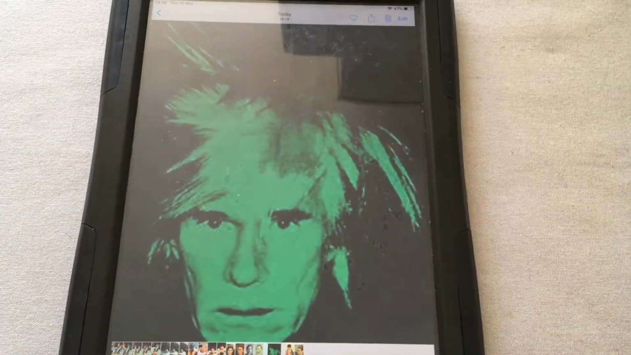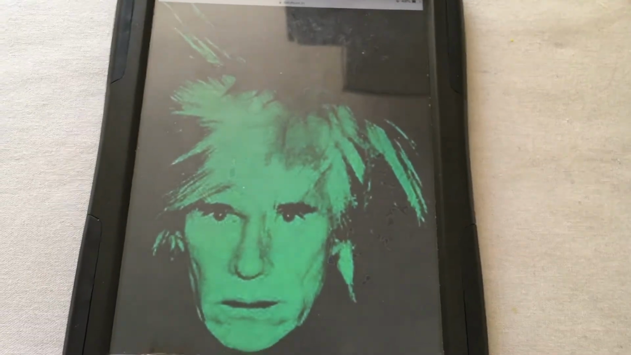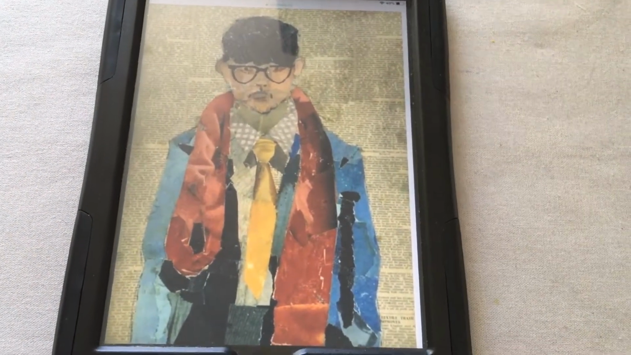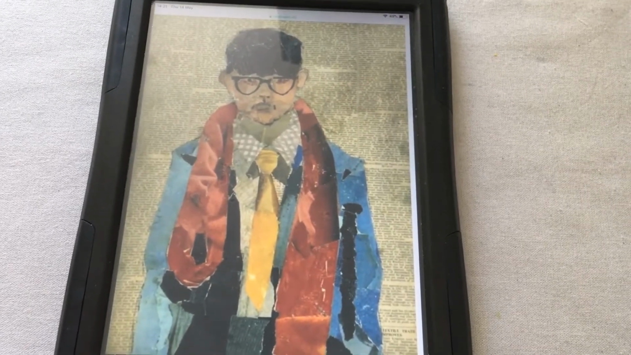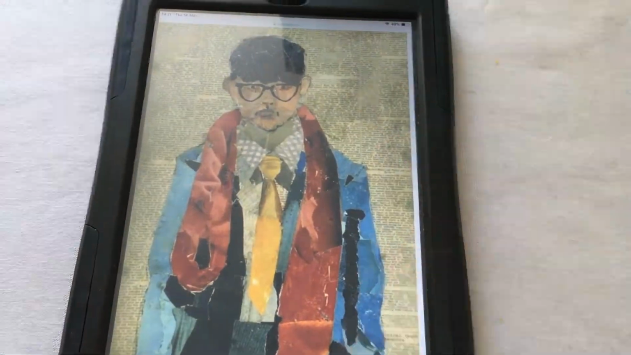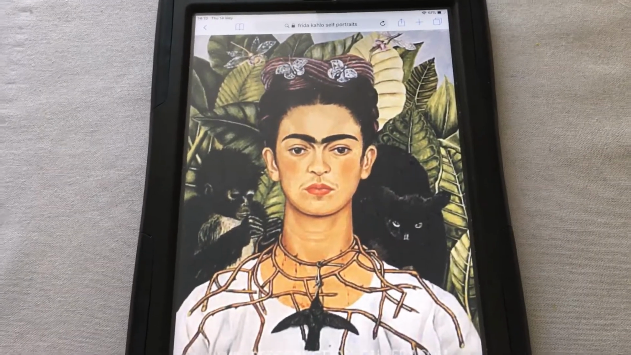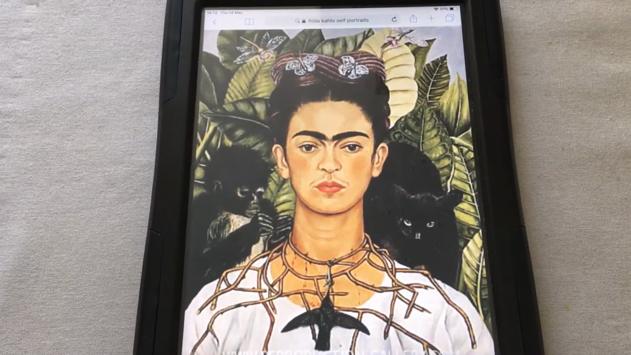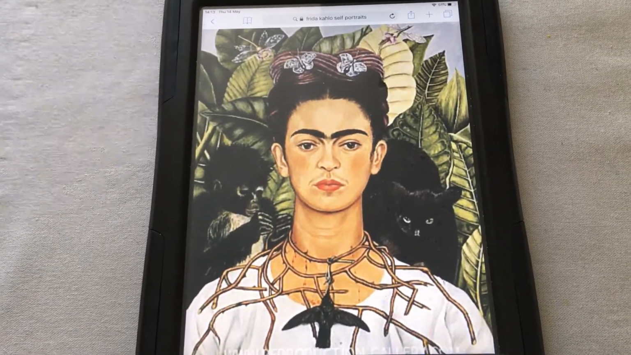This is a self-portrait of Andy Warhol and he's taken a photograph to create this. And this is a self-portrait of David Hockney. You might remember his colourful farmyard-looking landscapes that we looked at last term. We're going to take some inspiration for our portrait project from an artist called Frida Kahlo.